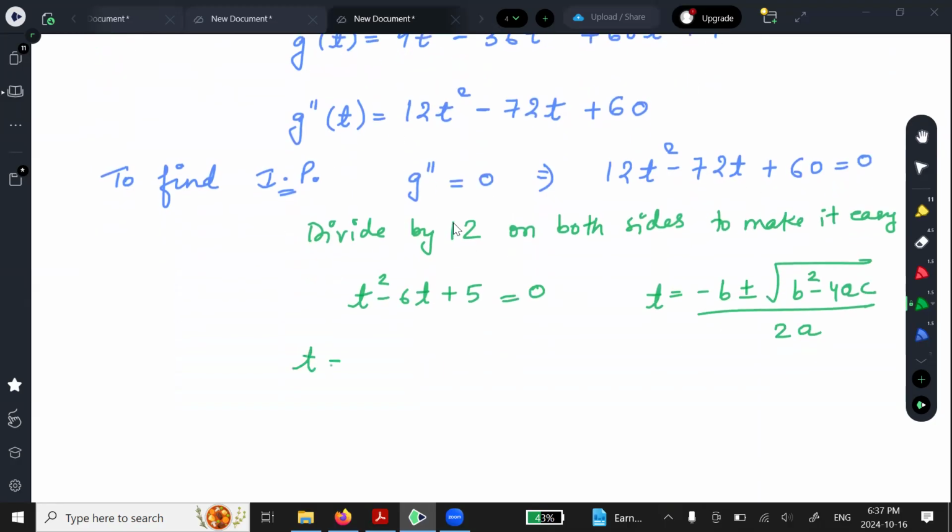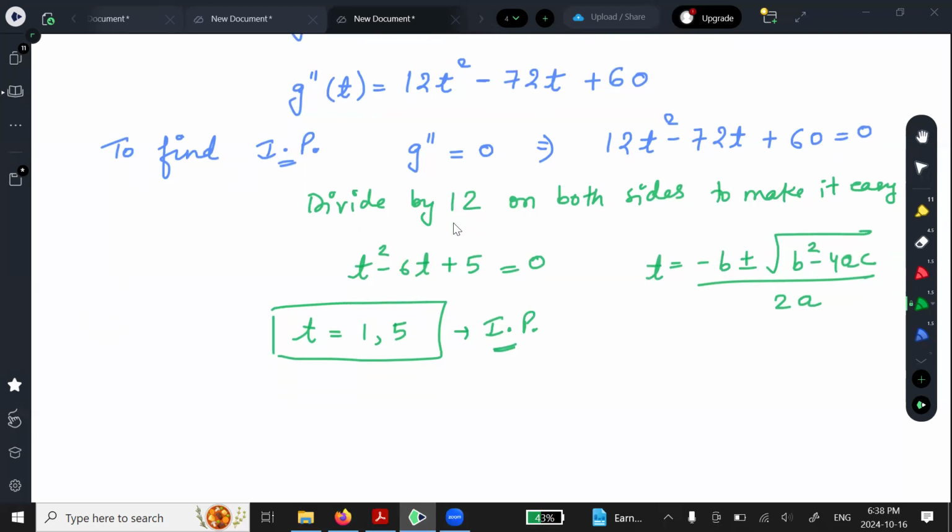Or you can split the middle term. Did you say 1 and 5? Okay, I trust you guys. So these two are my inflection points. Now the process to find the intervals of concavity is the same as you would do with critical points.